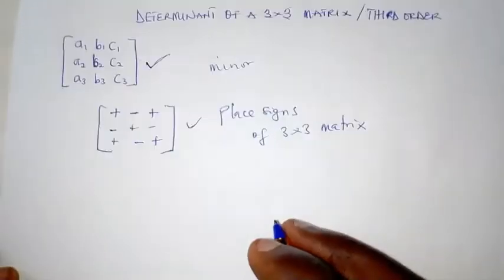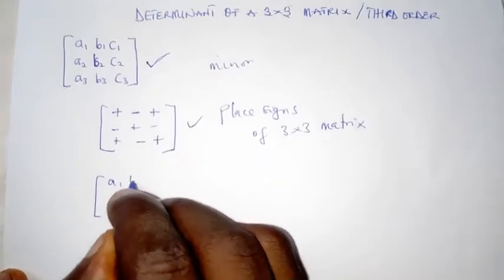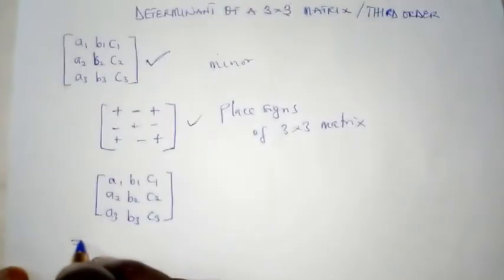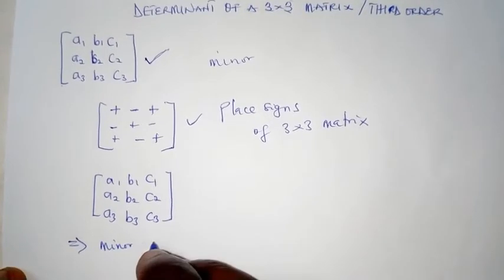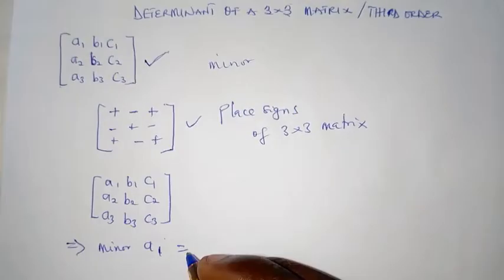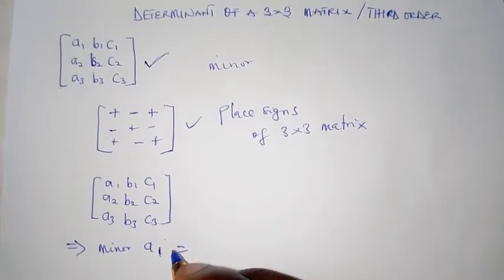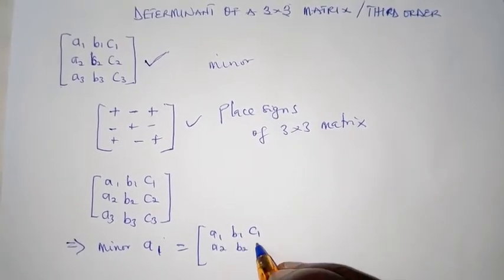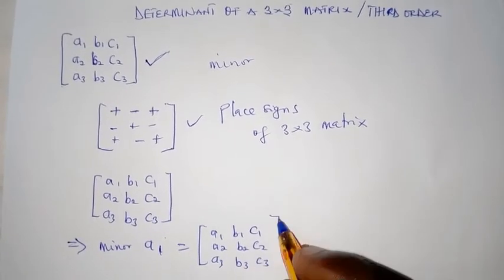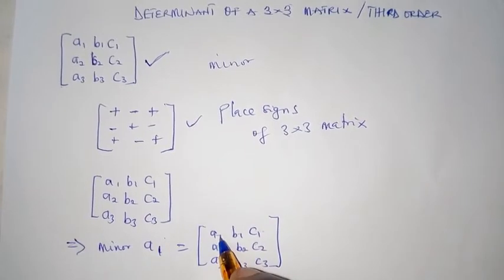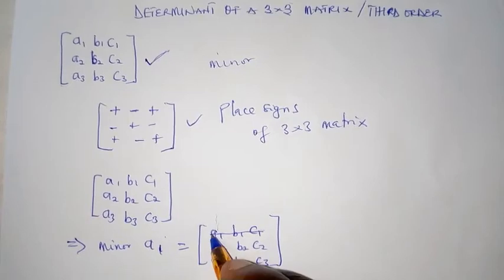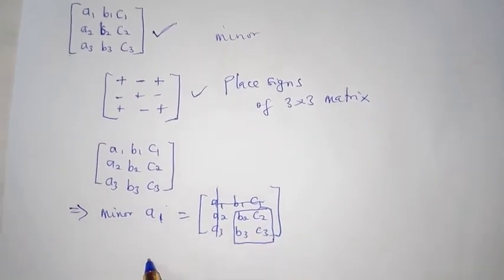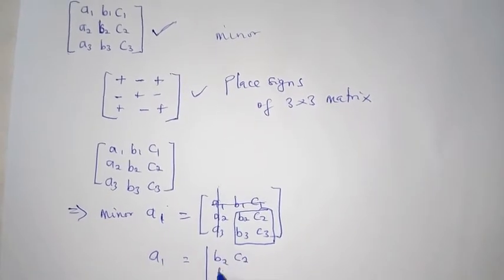Now, back to the minor. Taking this 3 by 3 matrix, A1, B1, C1, A2, B2, C2, A3, B3, C3, let's find the minor of A1. We omit the row and column containing the element A1. This row goes away, and the column in which A1 is contained also goes away. What we have is this square matrix, and so the minor of A1 becomes B2, C2, B3, C3.